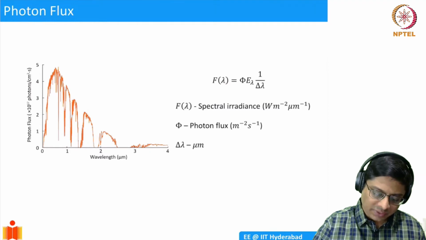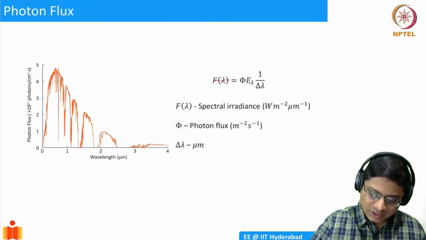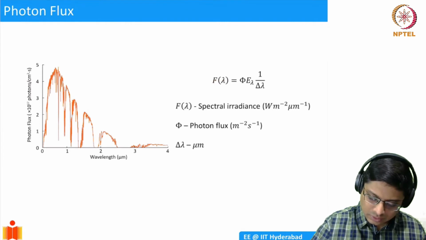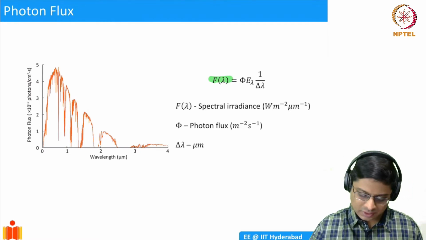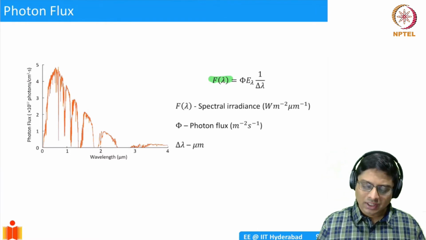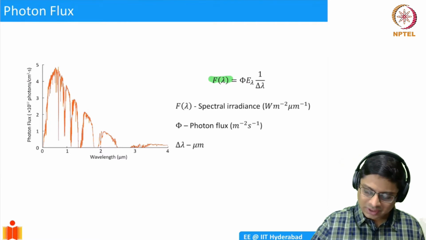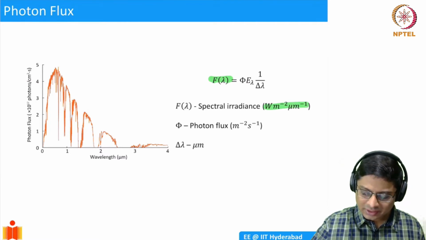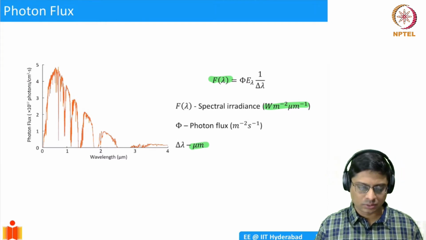So the expression that we use to calculate that is given here. So F lambda, which is the total irradiance, is equal to the flux. So phi is the photon flux, and E lambda is the energy of the photon, and 1 over delta lambda is just the window, in that particular window, how many photons are incident. Okay, and for making these calculations, typically we use micrometers. So F lambda we take in micrometers, and delta lambda we take in micrometers, to make sure that there is no error.